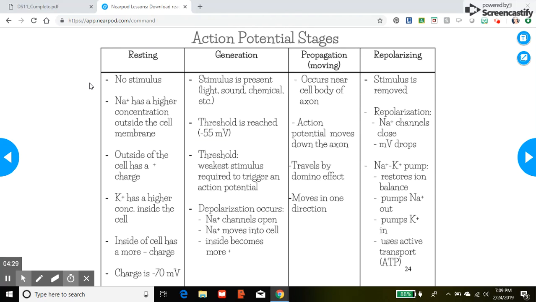And then the last is the repolarization. At this point, the stimulus is removed and those sodium channels are going to close. The millivolts is going to drop. We have the sodium-potassium pump that's restoring its balance. So it's going to pump out that excess sodium, and pump in the excess potassium from the outside of the cell. And that's one of the active transport processes, right? It uses ATP. The sodium potassium pump was one of those that we learned about back last semester, chapter 4.